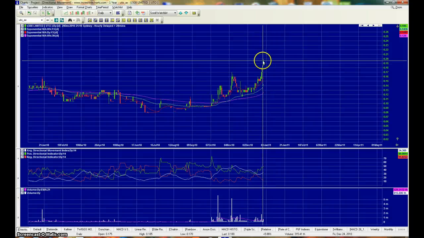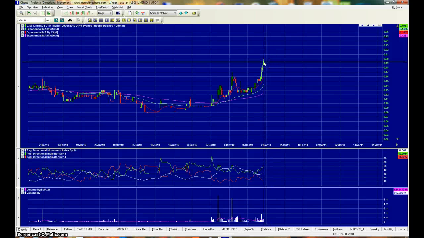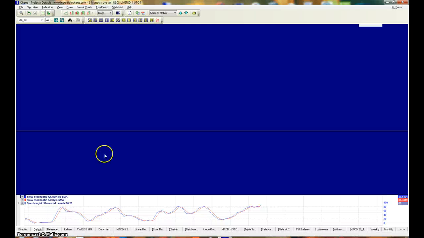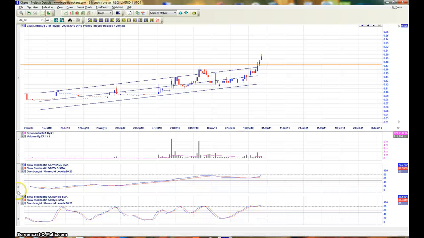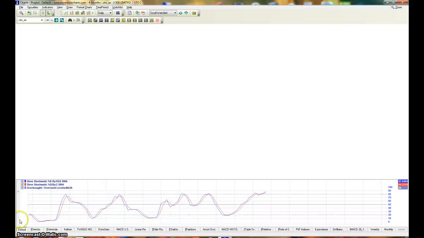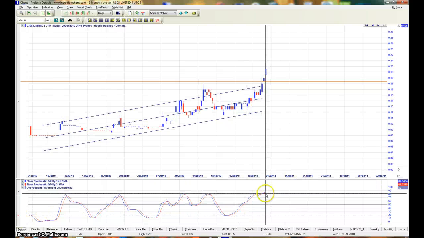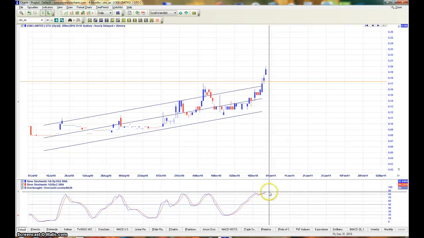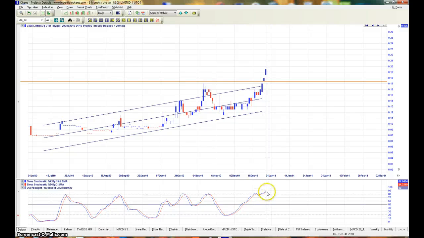So that'd be one I'd want to have a look at as well. That's telling me that it wants to keep going. And you've got your stochastics, always good to look at, of course. Which one do I want to look at? Look at this one here, and yeah, it's getting into the oversold area, but they're still, you know, zoom right.